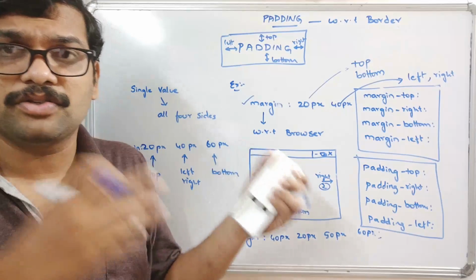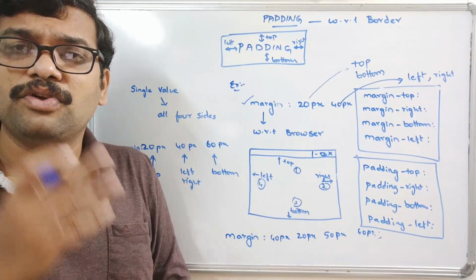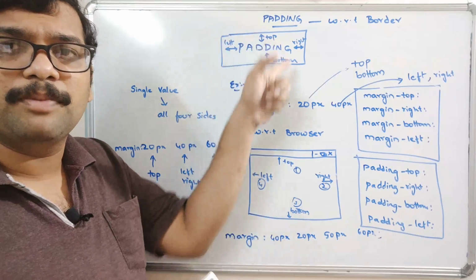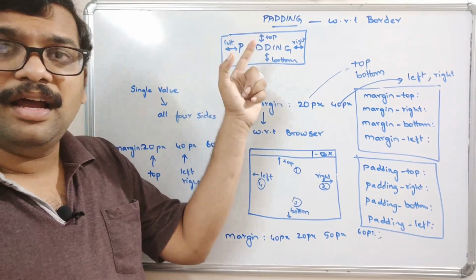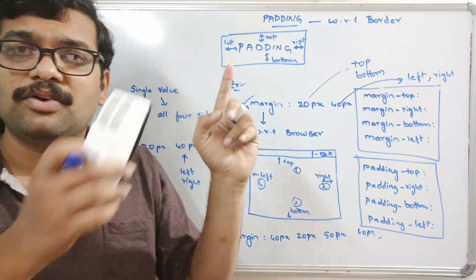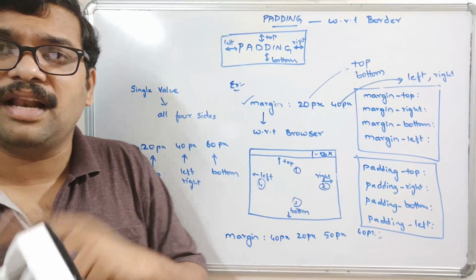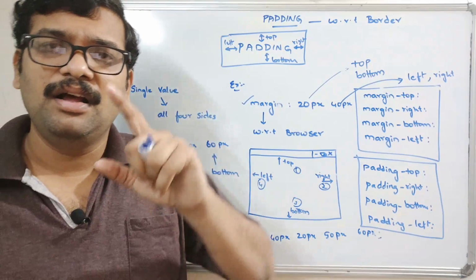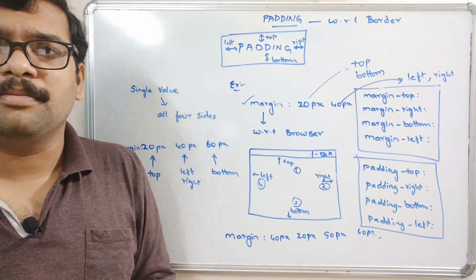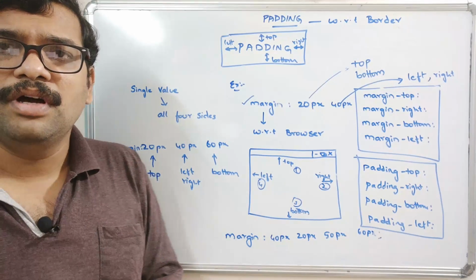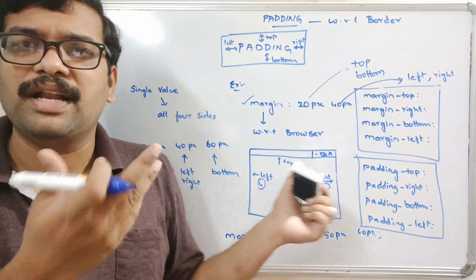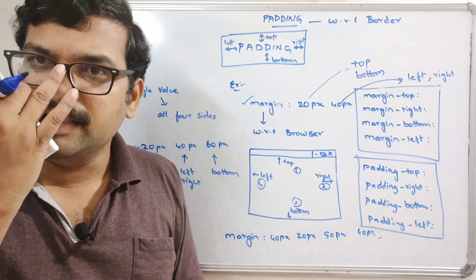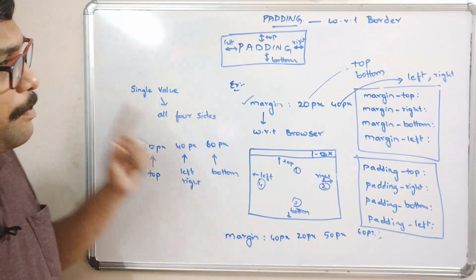So here also the padding can accept 4 values, 3 values, 2 values or 1 value. If you give 1 value, it will be applied for all the sides. If you give 2 values, the first one represents the top and bottom, and the second represents the left and right. If you give 3 values, the first one represents the top, the second one represents the left and right, and the third one represents the bottom. And if you give 4 values, we are individually giving a padding for all the 4 sides. So this is how we can implement the padding.